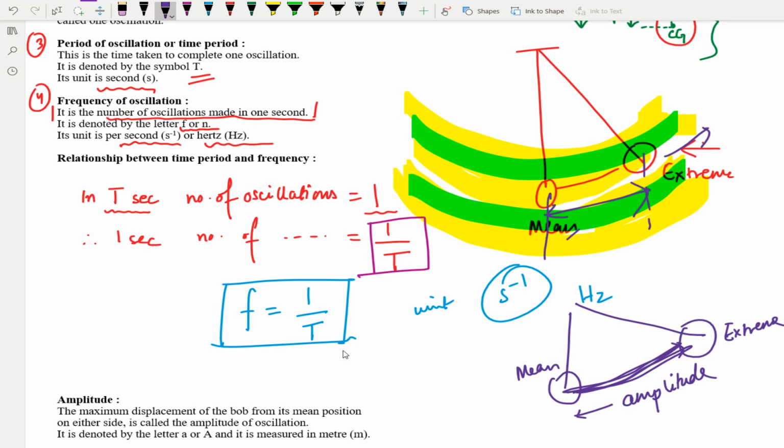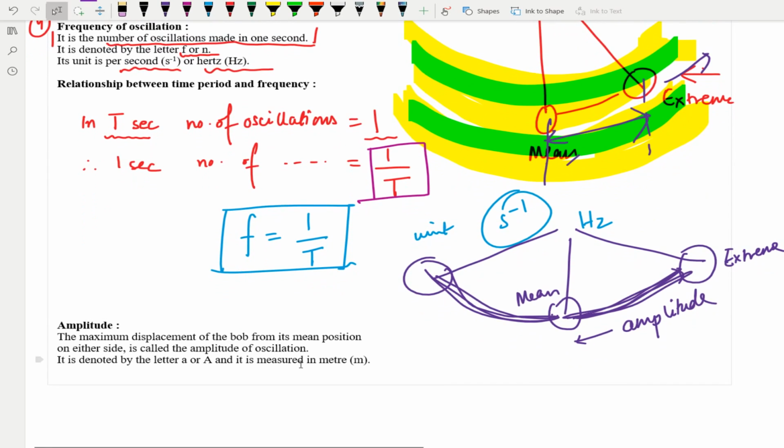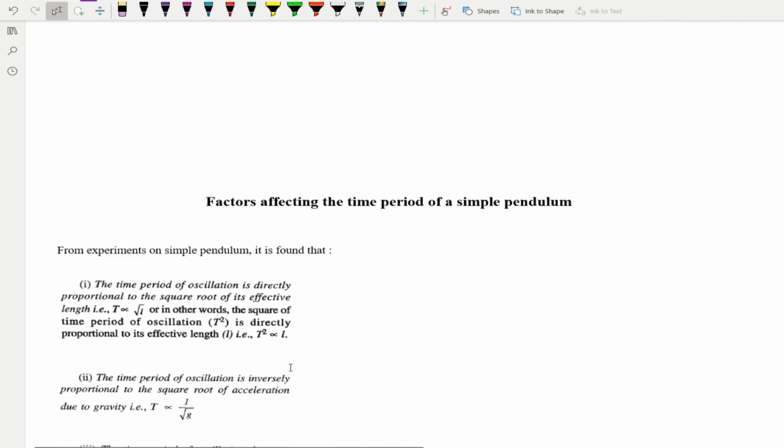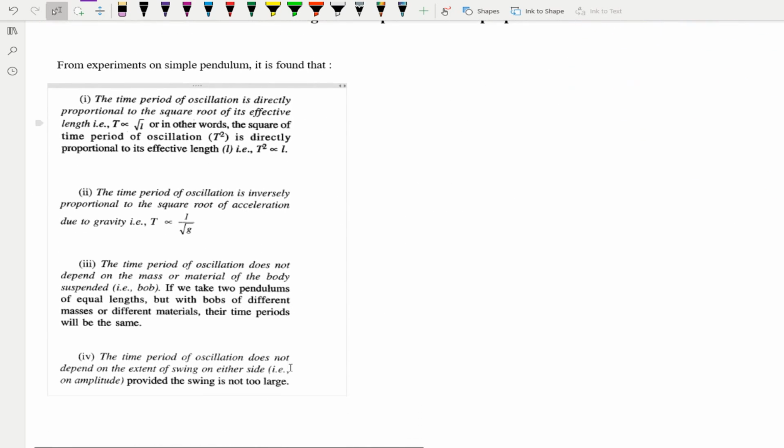It will be the same on this side and the same on this side, provided there is no friction, because the bob moves the same distance on both sides. So I hope the different terms related to a simple pendulum are clear. Now we move on to the factors which affect the time period of a simple pendulum.